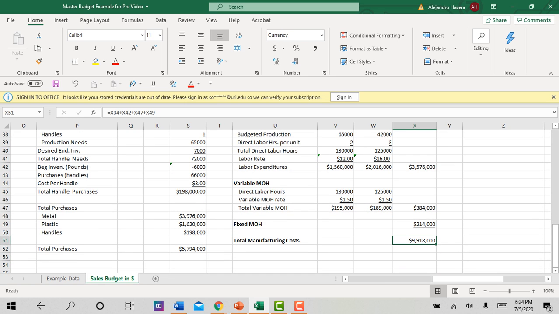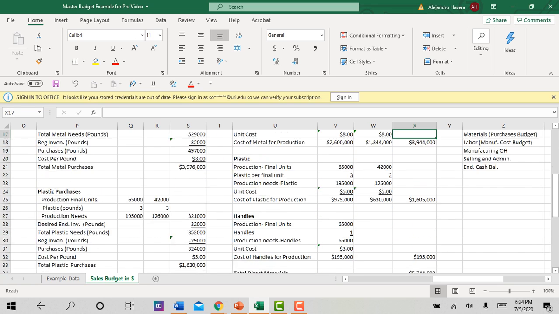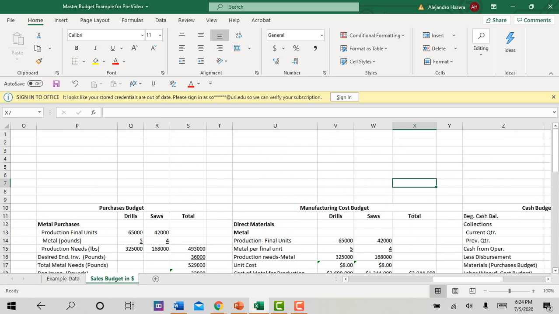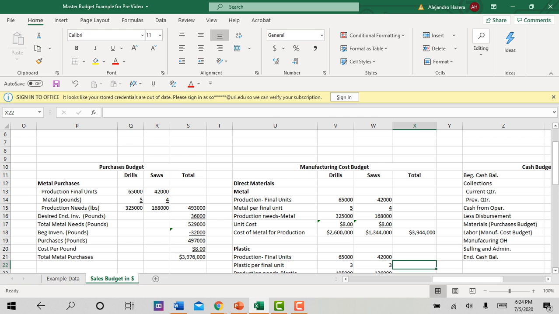Now, all these budgets are brought together in the cash budget because you spend cash on paying labor, on buying materials, on paying your selling and administrative expenses. So you spend cash on everything. Our next budget is kind of short, but you're going to see that it unifies all these other budgets. So let's go ahead and start the cash budget.